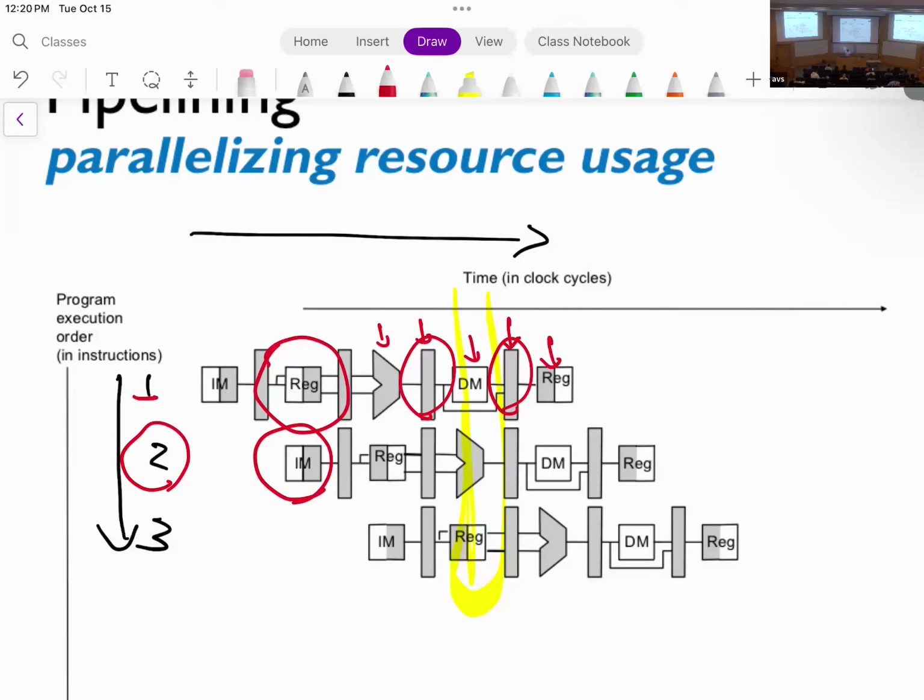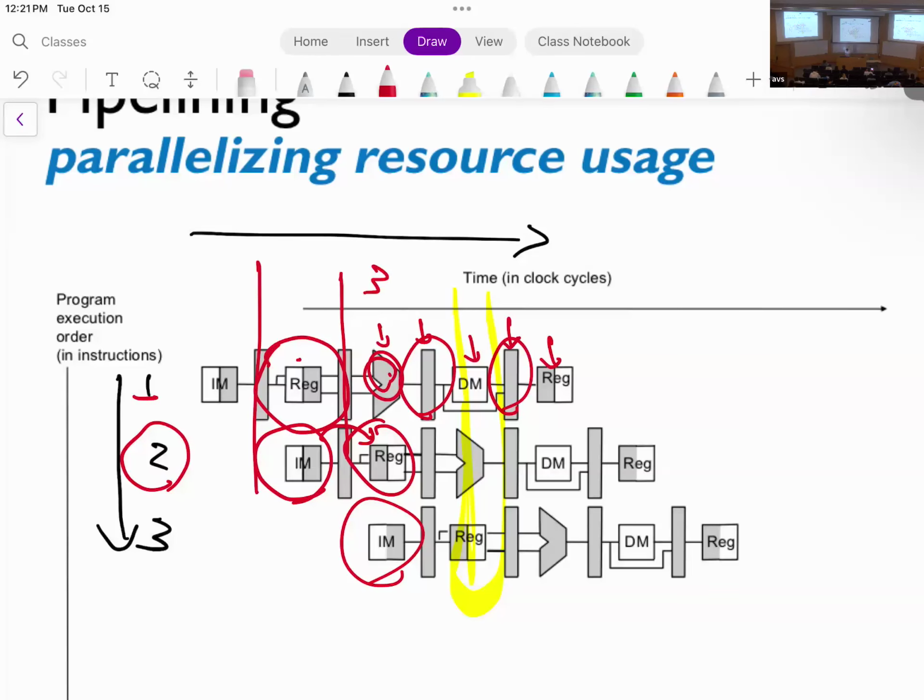Now in the third cycle, the instruction that I read from the register file is fed into the ALU operations. So the first instruction is in the ALU. Now the second instruction can go to the register file and read the registers. So my instruction 2 will be here. And now I can fetch the third instruction. And I can continue this.